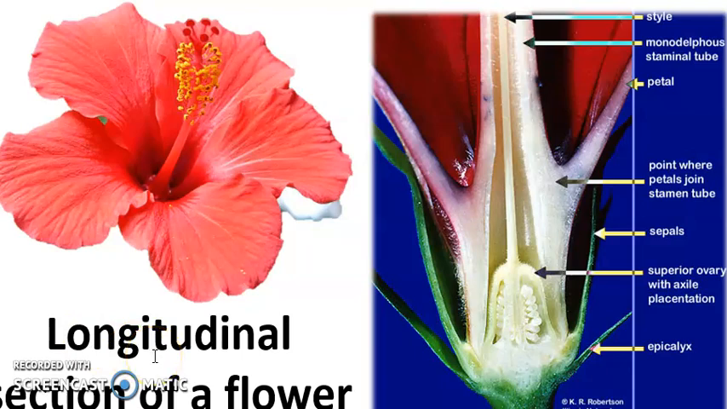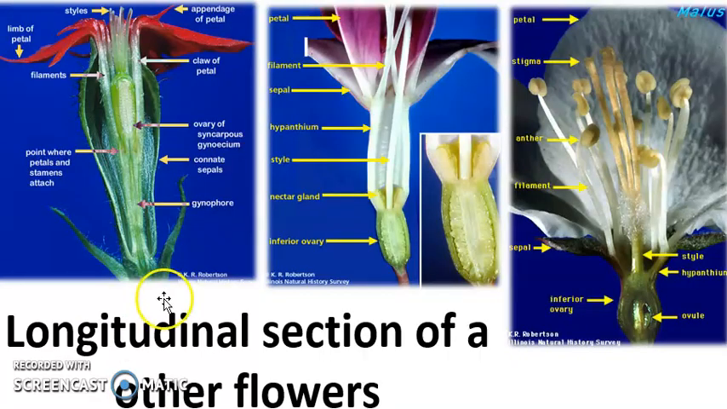Okay, so this is the longitudinal section of a flower, keratan rentas bagi bunga. Jadi ni adalah gambarnya, anda boleh lihat. This one is the male reproductive organ, anther and filament. And then for the female reproductive organ, we have stigma, style, ovary, and this one is ovule.